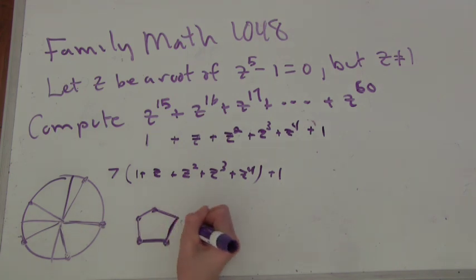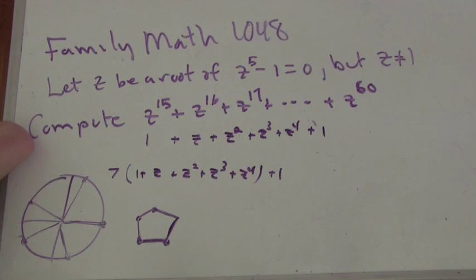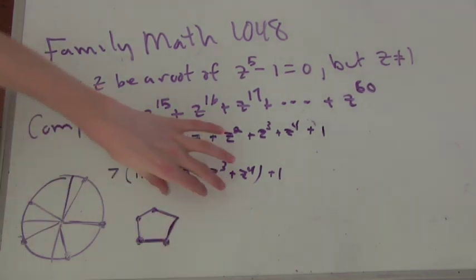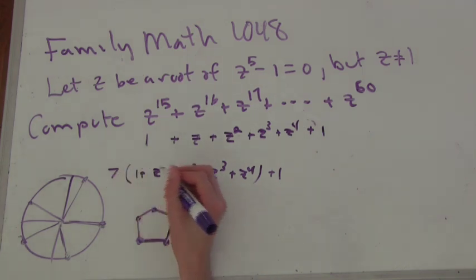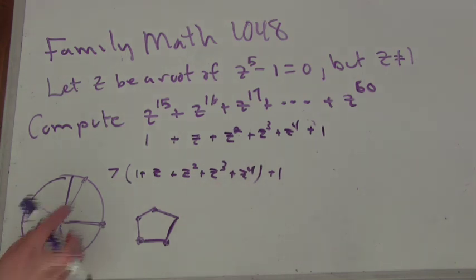So adding up all of these would create a regular pentagon, which means you would get back to where you started, which means the sum is 0. Interesting. So multiplying that by 7 would get you 0, and then adding 1 gets you 1. So it means this sum is 1.